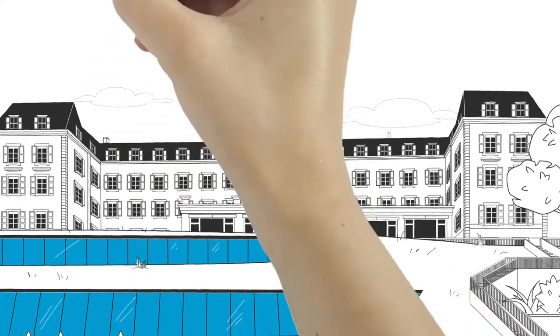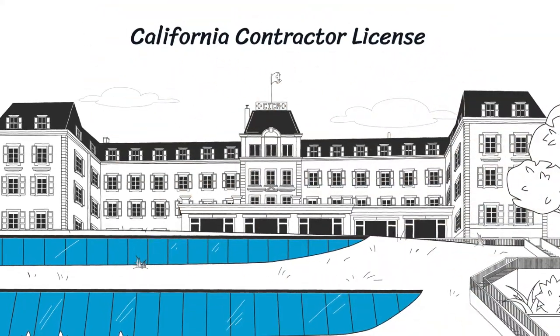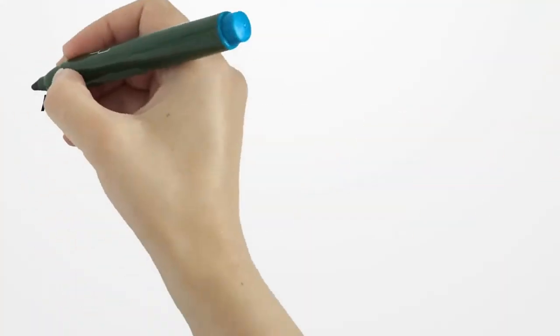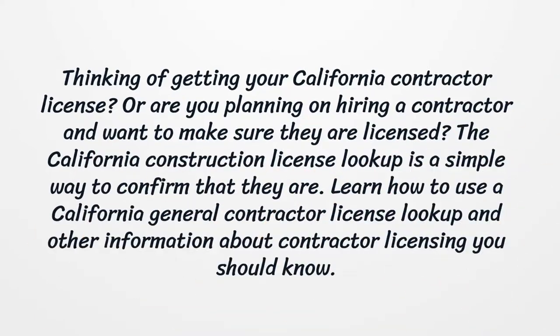California Contractor License. Thinking of getting your California Contractor License? Or are you planning on hiring a contractor and want to make sure they are licensed? The California Construction License Lookup is a simple way to confirm that they are. Learn how to use a California General Contractor License Lookup and other information about contractor licensing you should know.